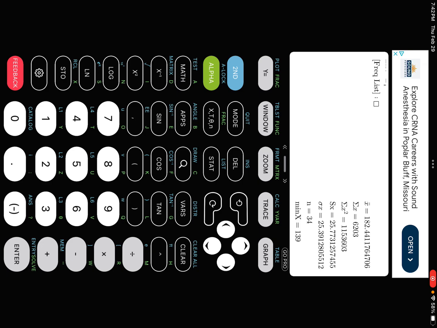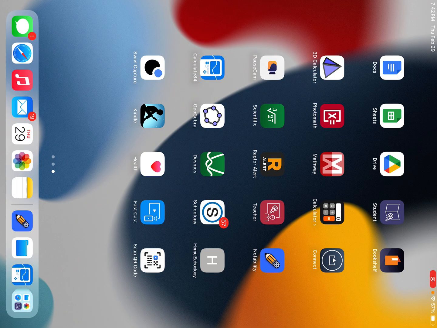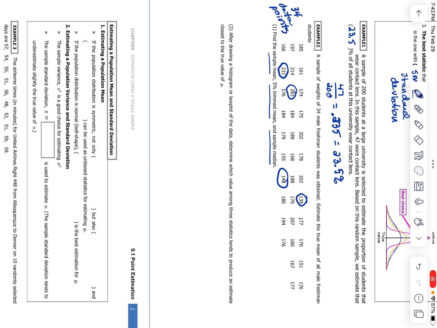So let's go back. So my sample mean was 182.44. Now, trimmed mean. What is a trimmed mean?